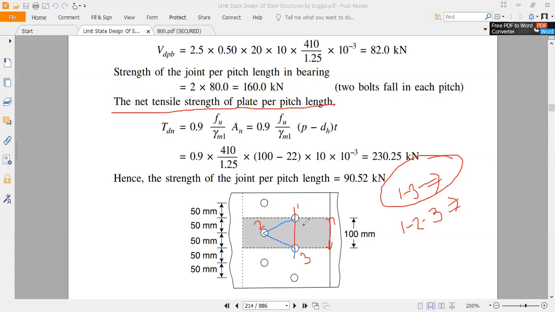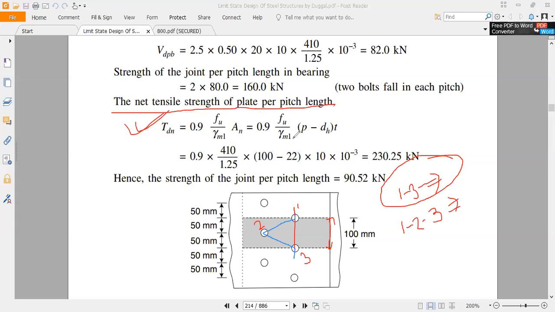Okay, so in this pitch length what is the net area, tensile strength area? So 0.9. So this is from the code. Okay, tension member chapter. Okay, so 0.9 Fu by gamma m1 into An. So Fu you see that 400 because it is about plate. So that's why it is 410.